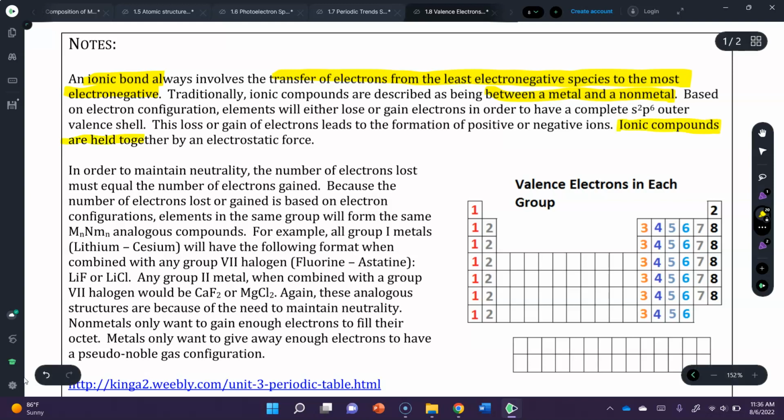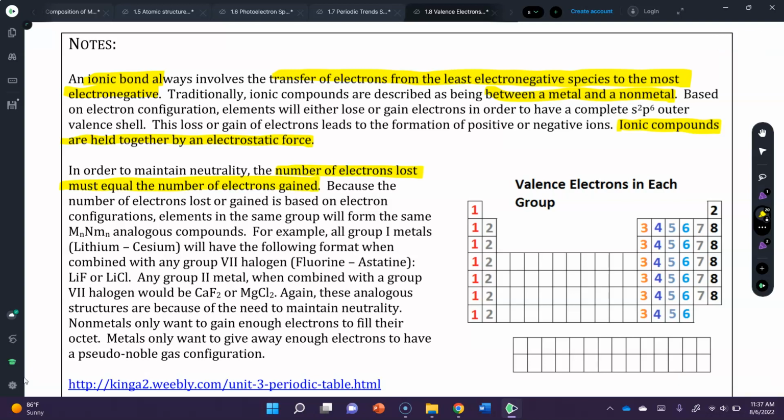Ionic compounds are held together by an electrostatic force. Remember that electrostatic forces are attractions between opposite charges. So like how the proton and electron are attracted to each other by electrostatic forces, cations and anions, because of opposite charges, are attracted to each other. That's Coulomb's law. We're just talking about bigger particles. In order to maintain neutrality, the number of electrons lost must equal the number of electrons gained.